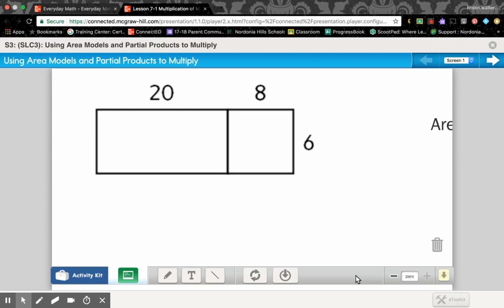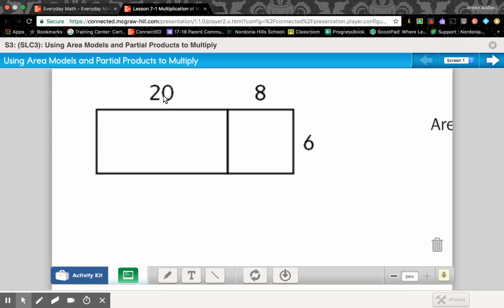Okay, so today we are going to use area models and partial products to multiply mixed numbers. So let's backtrack a little bit and remind ourselves how area models and partial products work. So we have an area model here that shows 28 times 6. And remember, we break up our area model by our tens place and our ones place. And then our other factor is vertically. Since it's only 6, we have no tens place, we just have a ones place.